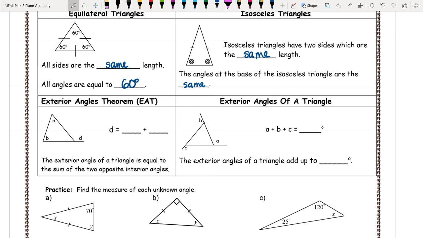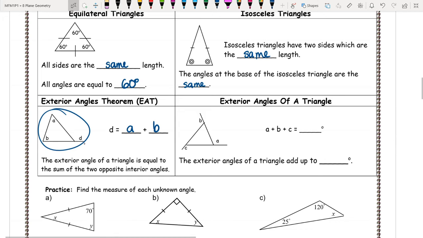For exterior angle theorem, the exterior angle theorem says that the sum of the two opposite interior angles is going to be equal to the opposite exterior angle. So the exterior angle of a triangle is equal to the sum of the two opposite interior angles. So if we look in this example here, A and B are opposite to D, and it's the sum of those. That means if I add them, D is going to be equal to A plus B.